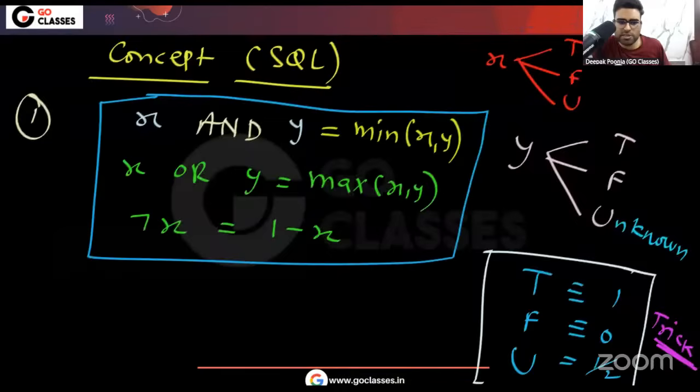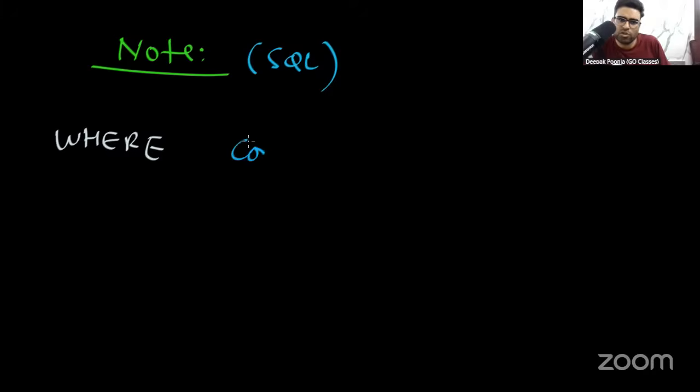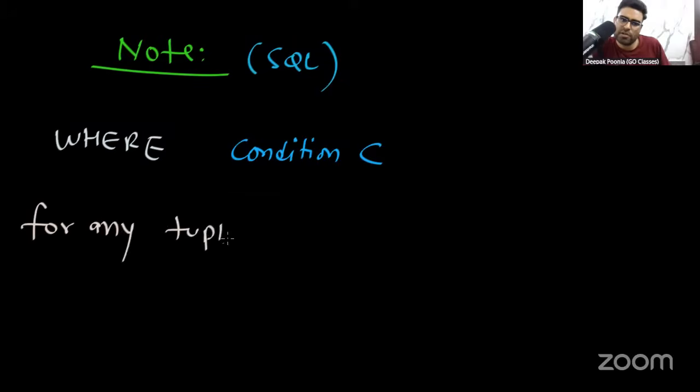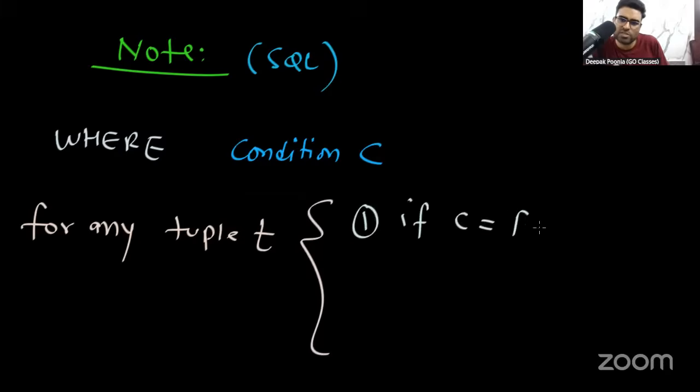One more small thing, let me tell you. In SQL, if you have this where clause, in this where clause there is a condition, condition C. Now if this condition C, for any tuple T, becomes false, then remember T will be rejected. It will not go in the output.